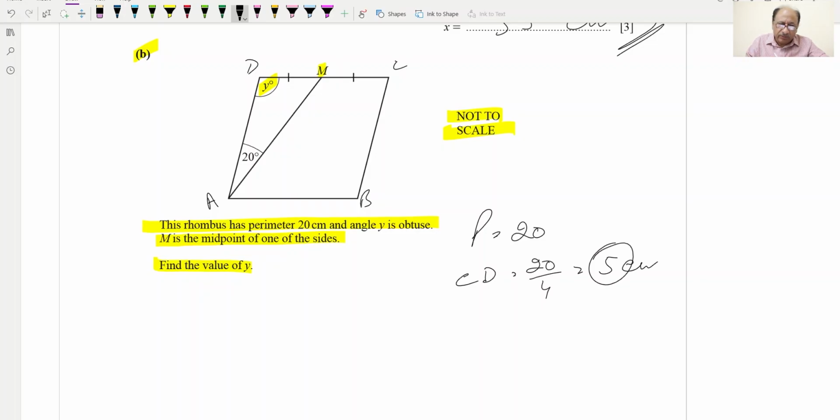So DC will be equal to DM, which will be equal to 5 by 2, which is equal to 2.5 centimeters. So we got this measurement as 2.5 centimeters. And now we can apply the sine rule.